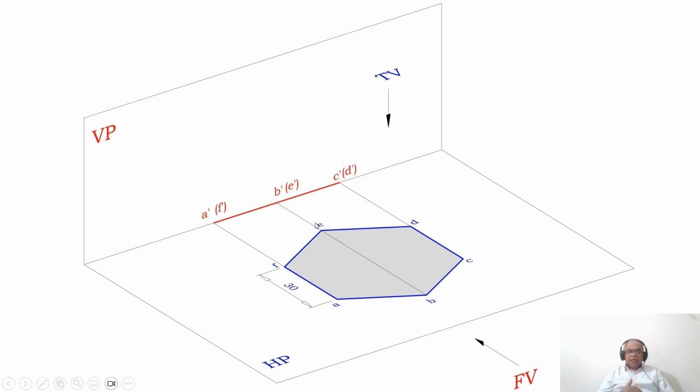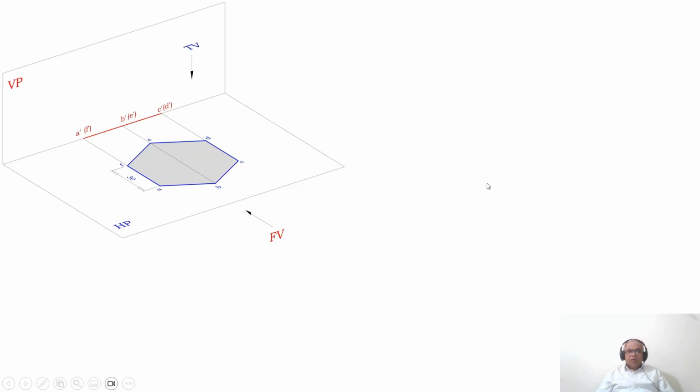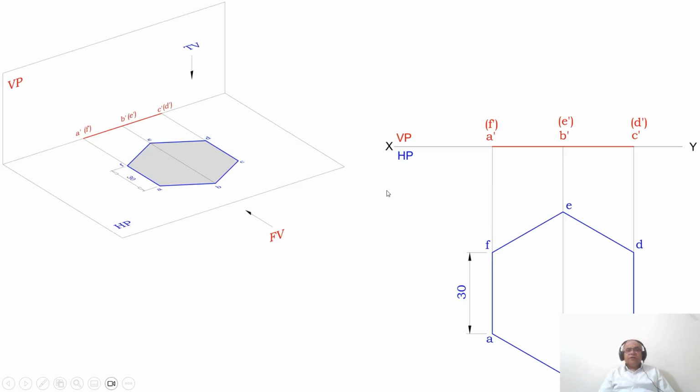So this is how we analyze that in the initial position we need to start the hexagonal lamina on the horizontal plane, and also keep the side perpendicular to VP so that it is resting on the horizontal plane. So that is how we are going to write this. Now, how to write it in orthographic view? First we are going to draw the XY line and mark VP and HP.